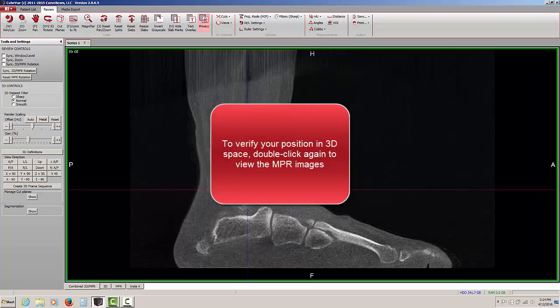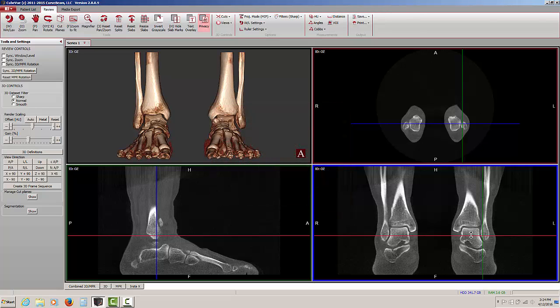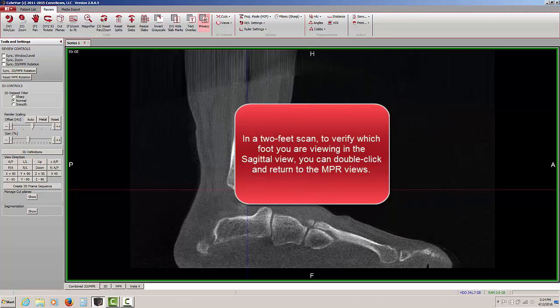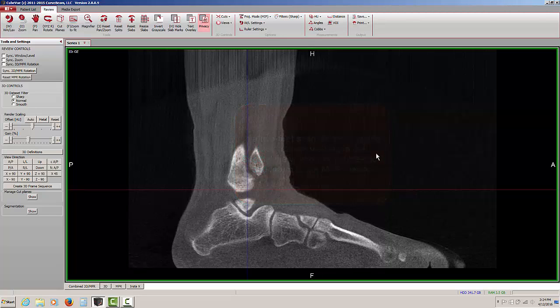What is my position in 3D space? Well, if I double click, I can go back and check to see where the green line is. I'm still on the patient's left foot. When you have an image full screen, it becomes a little more difficult to determine if you are on the patient's left foot or the right foot when you're in the sagittal view. So it would help to know what foot you're on before you double click to bring the image full screen.